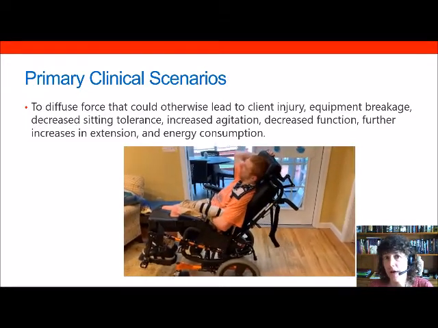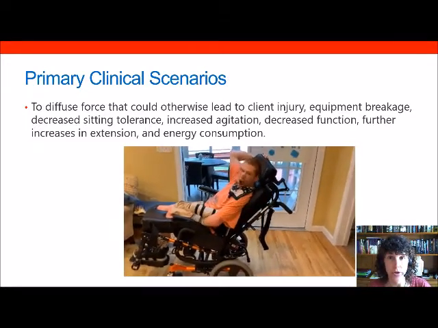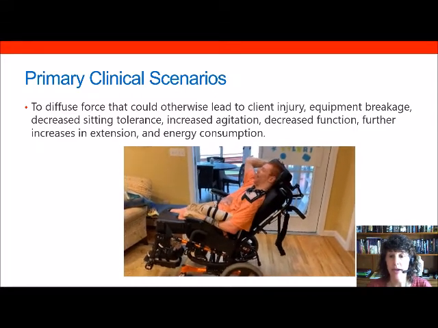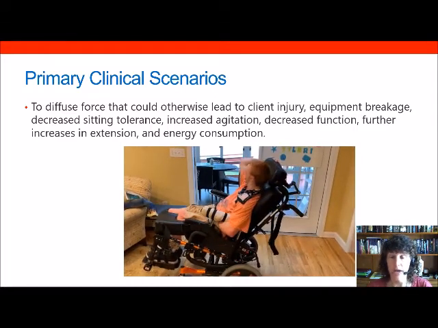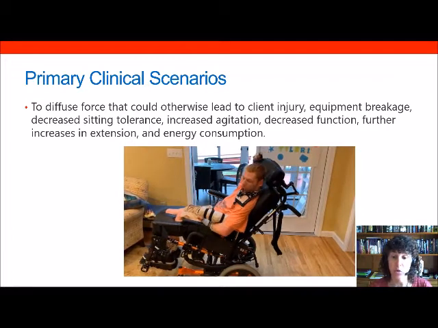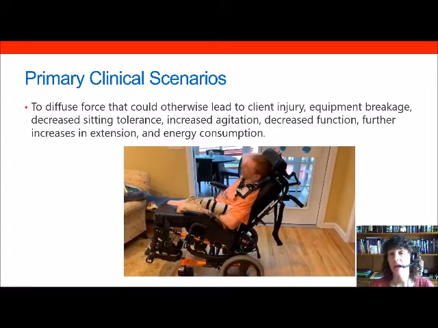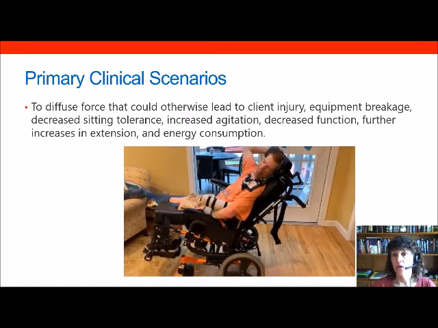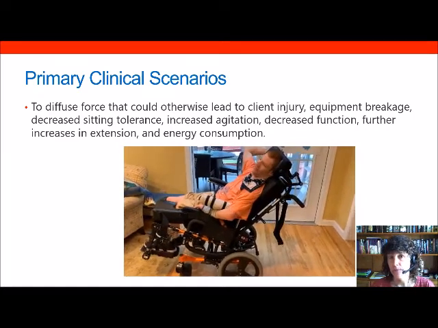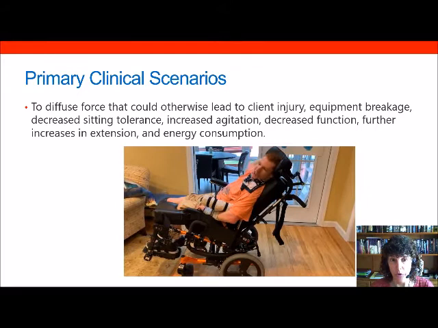So let's talk about a few primary clinical scenarios that we see. This young man has a lot of force, and by using dynamic seating, which he has here, to diffuse that force, he can, as a result, prevent client injury, reduce chance of equipment breakage.